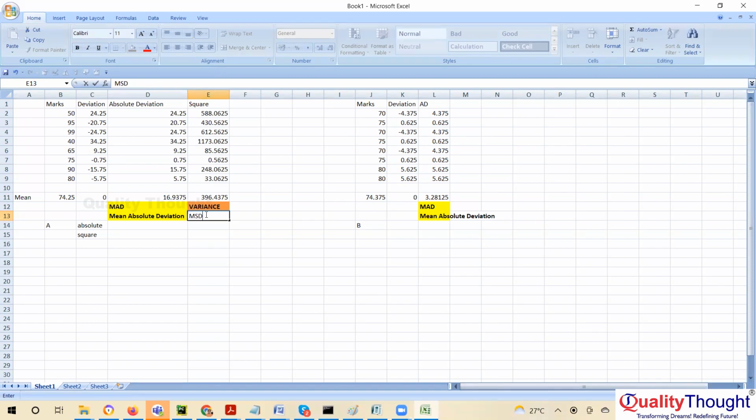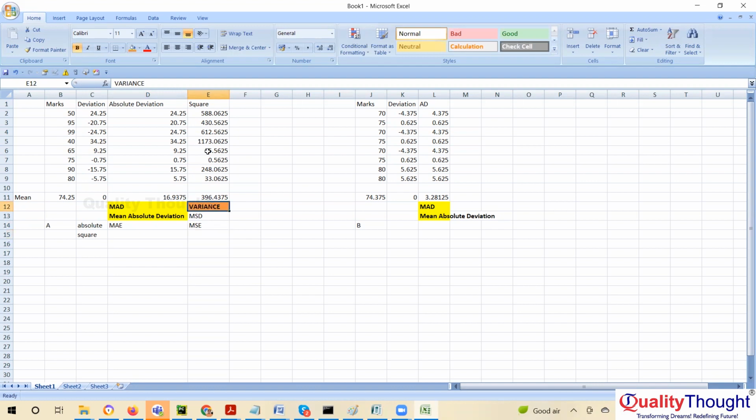Sometimes deviation is also called error in machine learning. You expect 74, but you got 50, right? That is the error. MAE, mean absolute error. In statistics, we call it MAD. In machine learning, we call it MAE, mean absolute error or mean absolute deviation. This is called mean squared error, MSE, mean squared deviation, or variance.